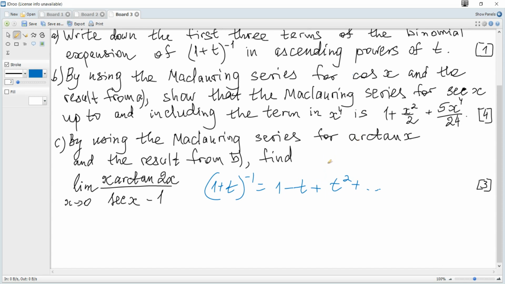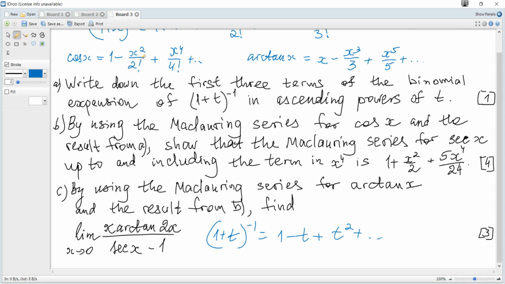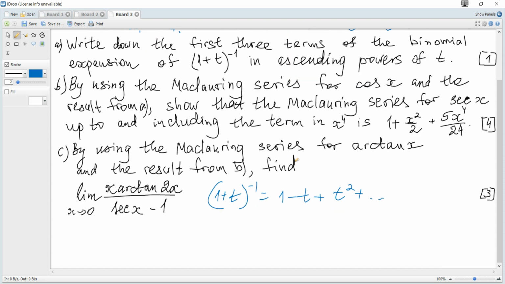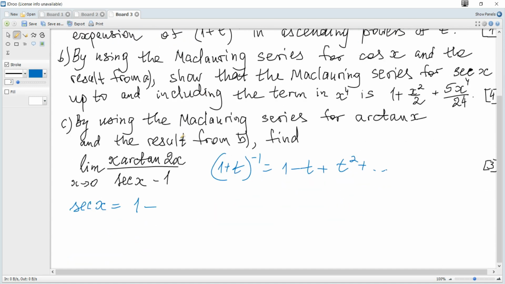Next, by using the Maclaurin series for cosine and the result from part a, show that the Maclaurin series for secant up to and including the term in x to the power 4 is this. So secant is 1 over cosine, and cosine is 1 minus x squared over 2 plus x to the power 4 over 24. This formula is given in a data booklet, so we can write that secant x is (1 - x squared over 2 + x to the power of 4 over 24) to the power of -1.